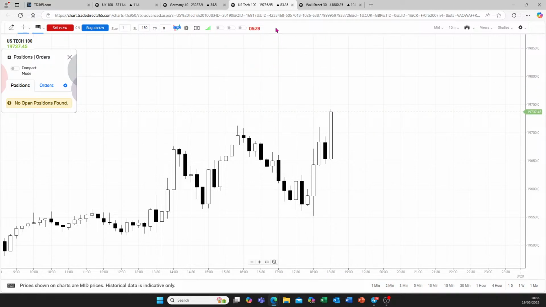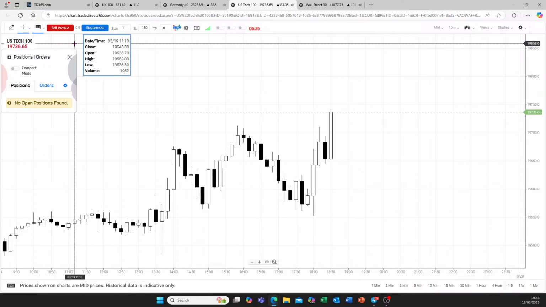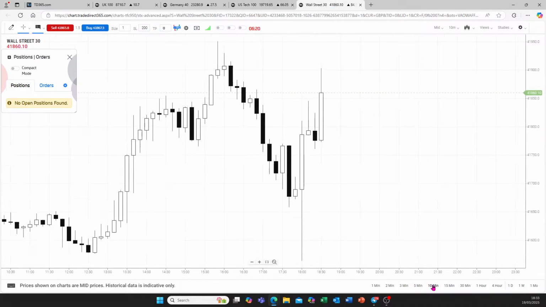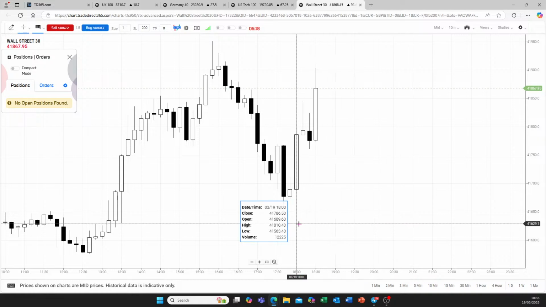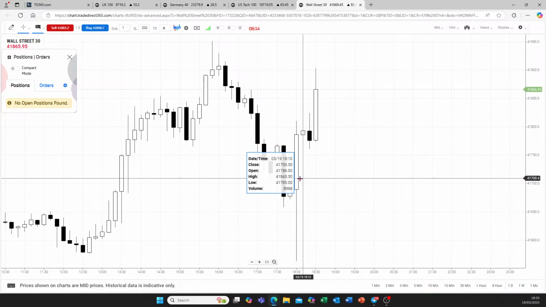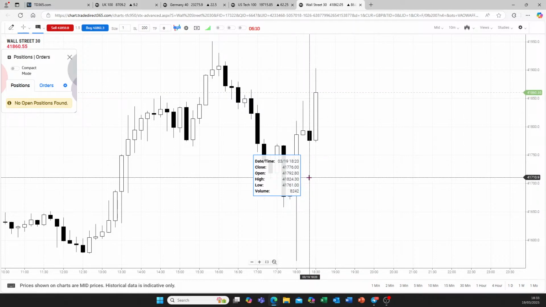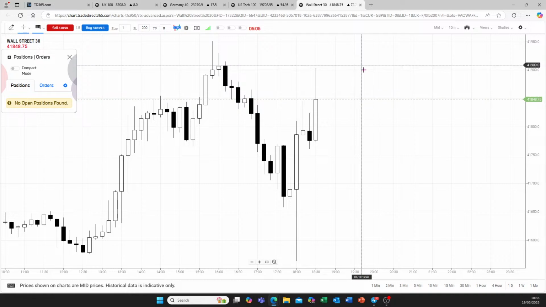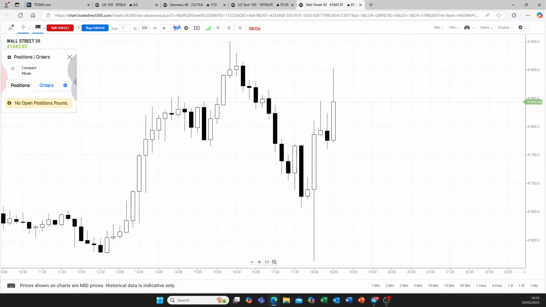This is the Nasdaq 100. Let me show you the same on the Dow. I changed the time frame from 15 minutes to 10 minutes, and I count 1, 2, 3, 4, and I will be a buyer above and I'll sell short below.